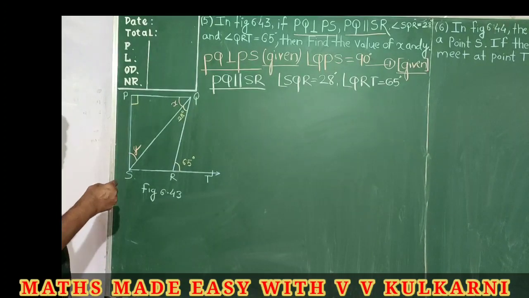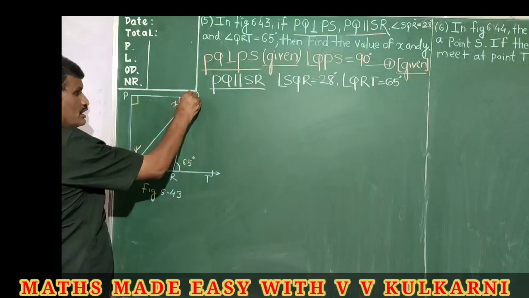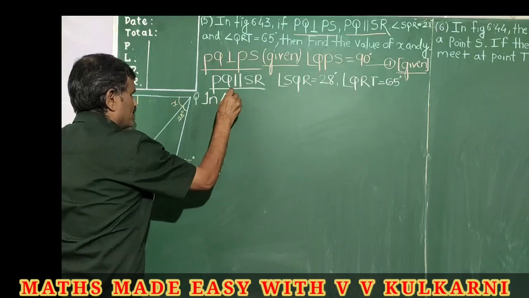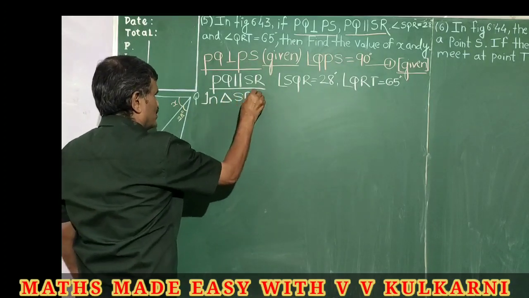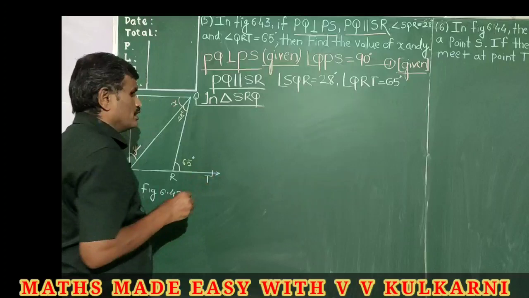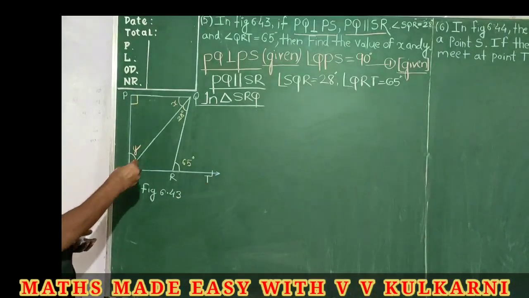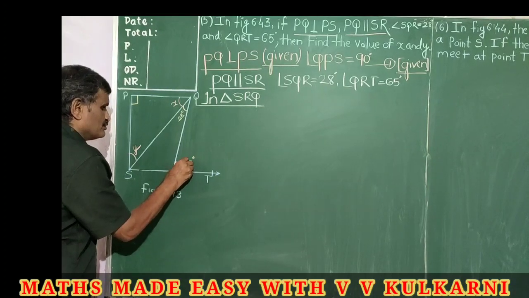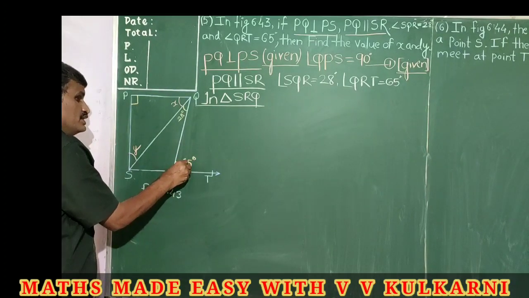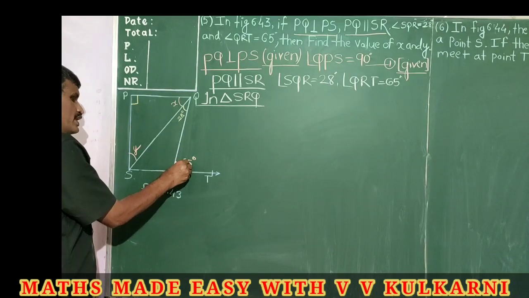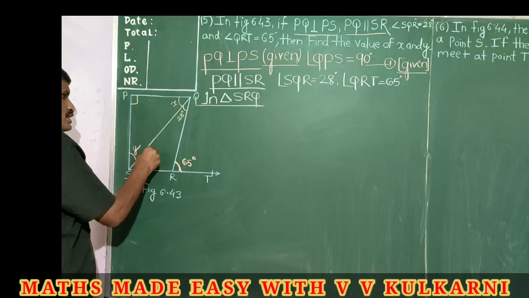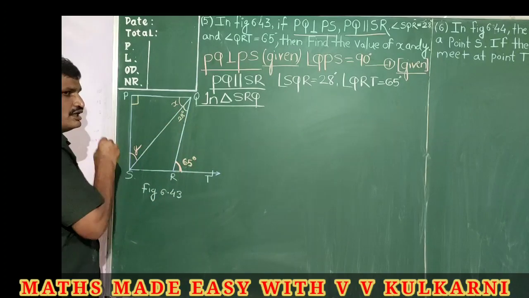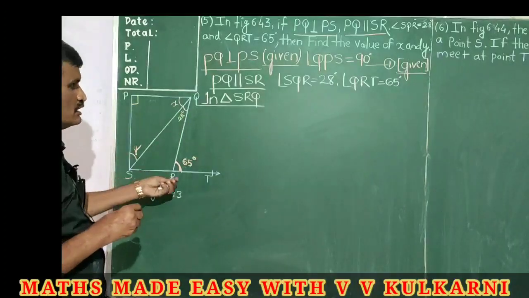See here, this triangle, I am talking about this triangle SRQ. Just look carefully. In triangle SRQ, I want that you should pay your attention here. This angle is 65 degree, children. This is exterior angle. Exterior angle of a triangle is equal to sum of interior opposite angle. That means this angle is equal to this angle plus this angle. So I am using exterior angle theorem here.